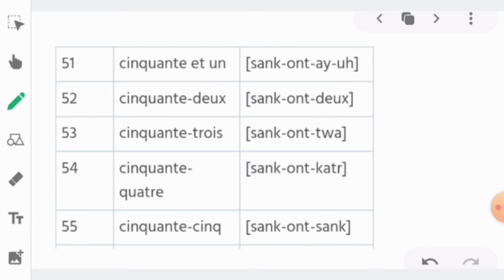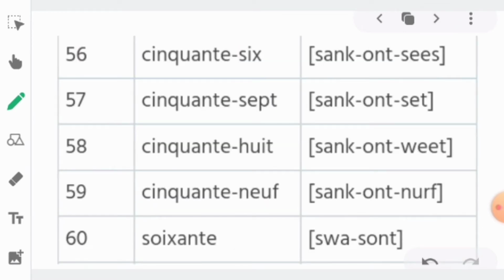Okay, now for 56 it will be cinquante-six. यानी for 50 it will be cinquante and for 6 it will be six, cinquante-six. Now for 57 it will be cinquante-sept. 57 यानी 50 प्लस 7, तो 50 के लिए cinquante और 7 के लिए sept, तो cinquante-sept. Next for 58 it will be cinquante-huit.